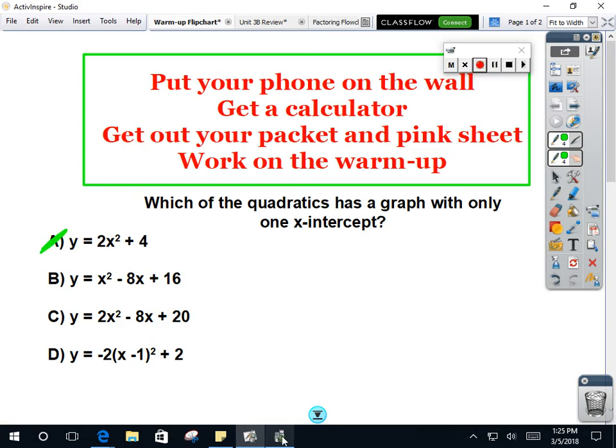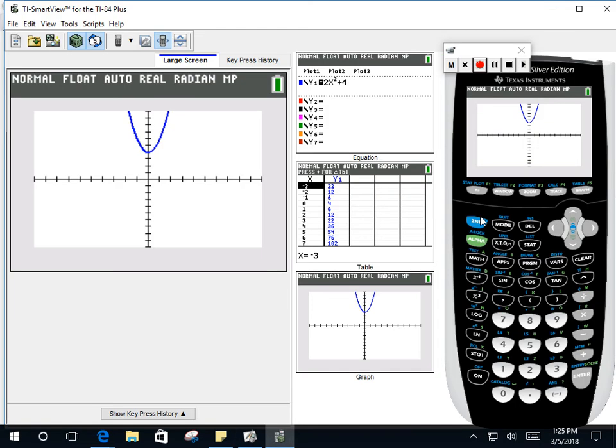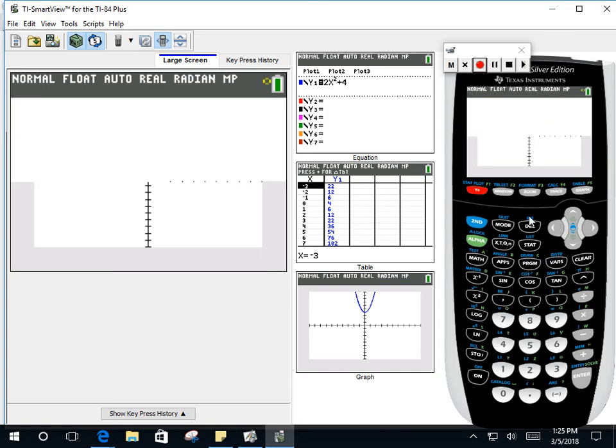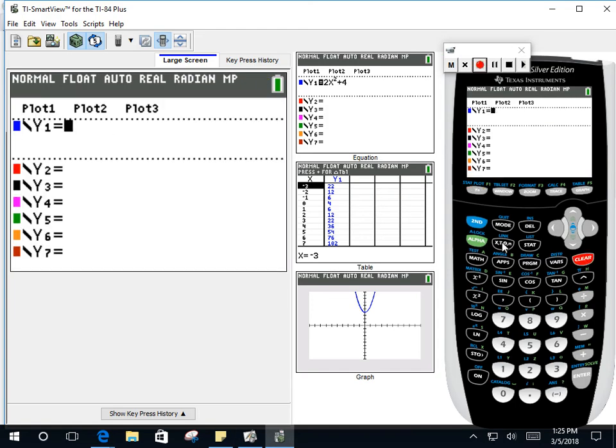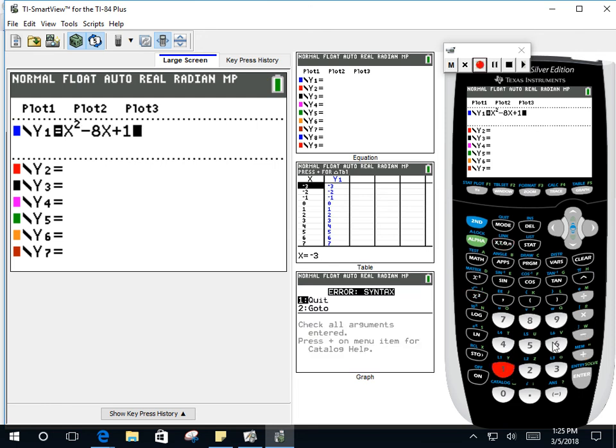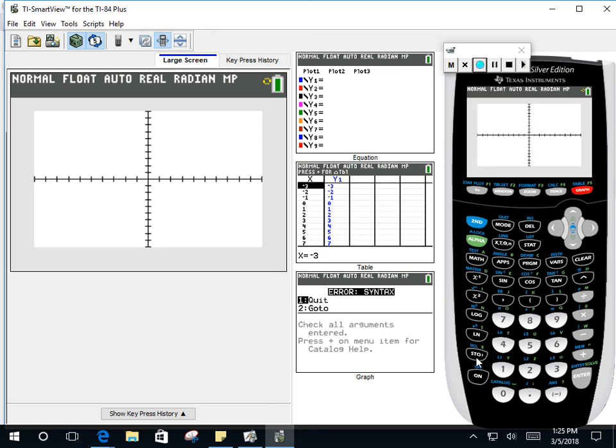Then you graph the next one, x squared minus 8x plus 16. And once the parabola shows up on your screen, how many times does it hit the x-axis? Once, right here at 4. So it's B.